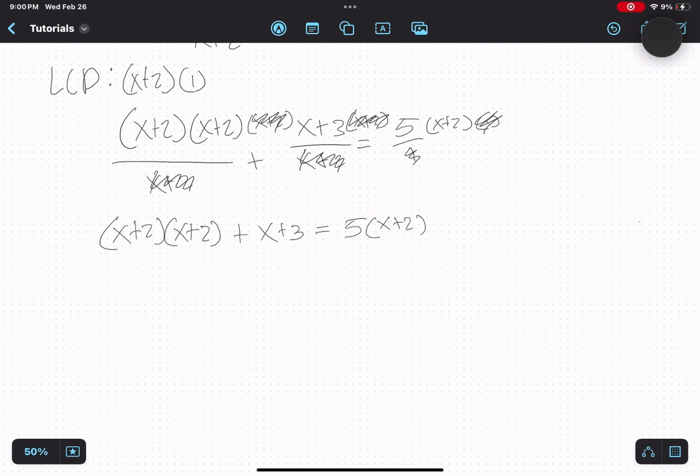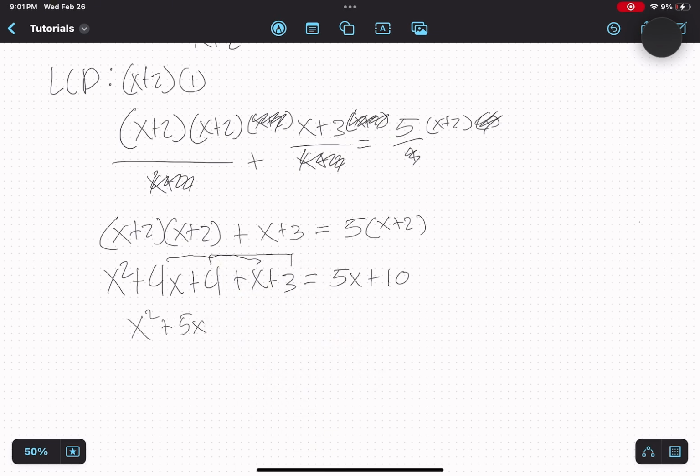So let's multiply. X plus 2 times x plus 2 is what we just factored earlier. It will be x squared plus 4x plus 4 plus x plus 3 is equal to 5 times x, which is 5x, 5 times 2, which is 10. Now we combine like terms. 4x plus x is just 5x. Four plus 3 is 7. So now we have x squared plus 5x plus 7 is equal to 5x plus 10.